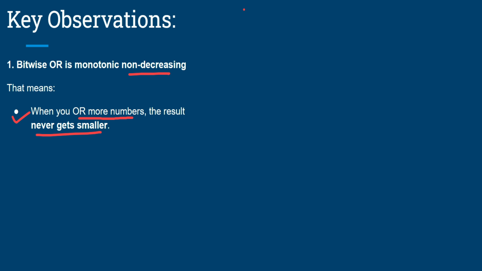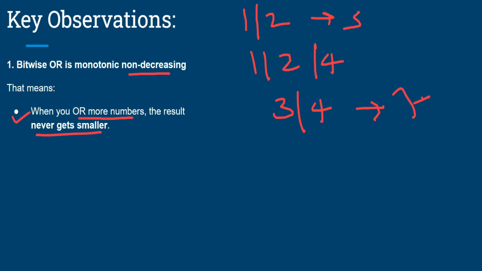This means you have seen that when you apply 1 and 2, it gives you 3. When you apply 1, 2 and 4, it was giving 3, and this was giving 4, so it gives you 7, right? So it never gets smaller, it keeps increasing, like we have seen yesterday.